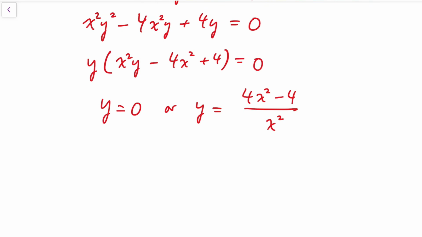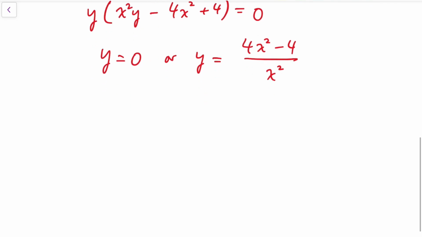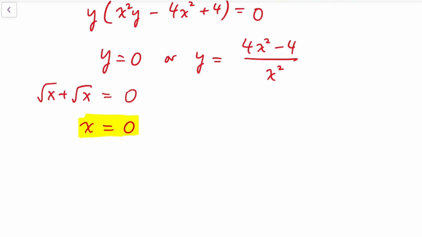So now with two cases on y, if y equals 0, then going back to our original equation, we have root x plus root x. The root y in both terms vanish, and that equals root xy, so again is equal to 0. That means we have x equals 0. So one of the solutions will be x and y both equal to 0.